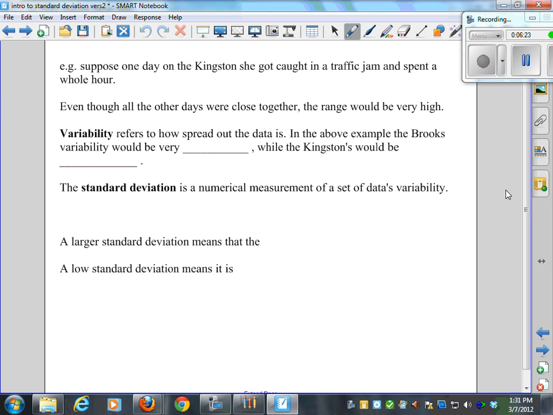Okay? And that's what I'm talking about here. Suppose one day on the Kingston you got caught in a traffic jam, spent a whole hour. Even though all the other days were close together, the range would be very high. So the word variability refers to how spread out the data is. I like to call it the spread outness. In the above example, the Brooks variability would be very low or high.